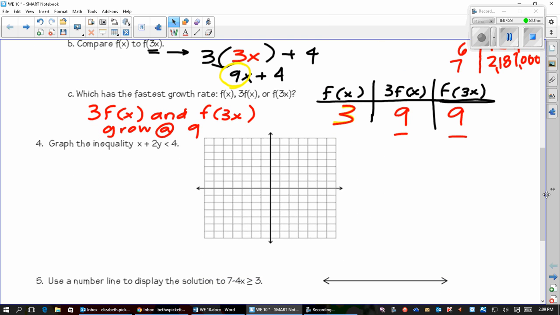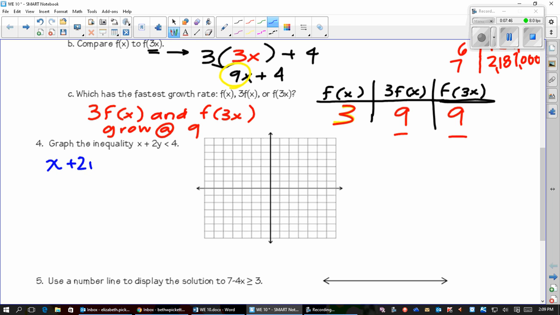All right, number 4, graph the inequality. Okay, if you remember when we graph a linear inequality, we have a boundary line and then we shade on one side or the other. So first thing we need to do is solve this for y, get it in slope-intercept form so that we can figure out where the boundary line is. And then we'll decide is that boundary line solid or dotted.